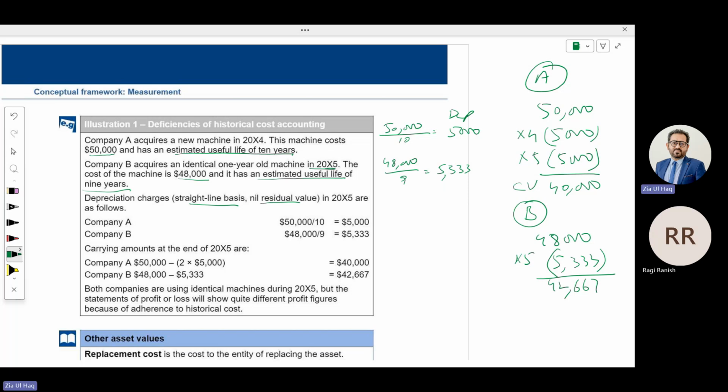Both companies are using identical machines during 20x5, but the statement of profit or loss will show quite different profit figures because of adherence to historical cost. Because one machine, obviously, cost is lower. That's why its depreciation is lower. The other machine's cost is higher. That's why its depreciation is higher. Even based on useful life, we are having different depreciation. So this is the issue with historical cost basis. We cannot compare one company's data with another company's.